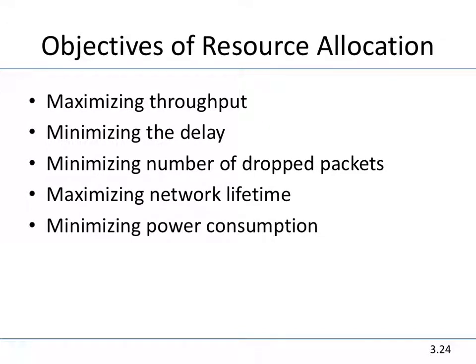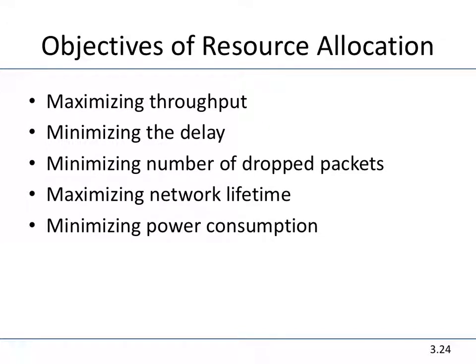Or minimizing power consumption. Minimizing power consumption here means that, well, if I'm communicating with a node that's very close to me, I don't need to use the same transmission power as when I communicate with a node that's very far away, right? So I can allocate the power based on the location of the node, in which case I use the exact power that I need to communicate. This way, over time, I can minimize the power consumption, and minimizing the power consumption for a node increases the lifetime of this particular node. But the lifetime of a node is different from the lifetime of a network.